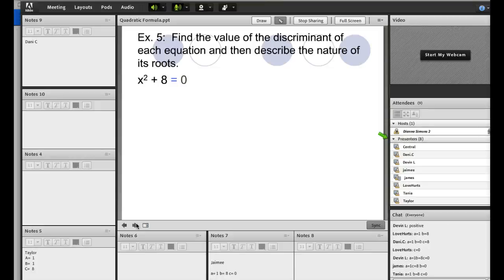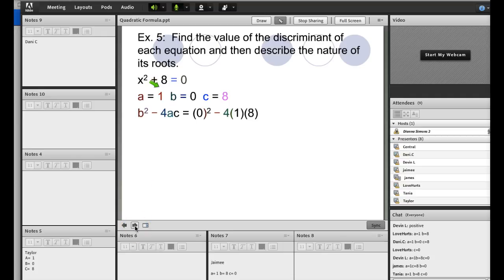What's your A, B, and C? This is a trick. No, it's really not. All right, are you ready? A is 1, B is 0. Do you guys see that there's no term there with an x value? So that means that that linear term is 0. Does that make sense to everybody? All right, let's use our discriminant.